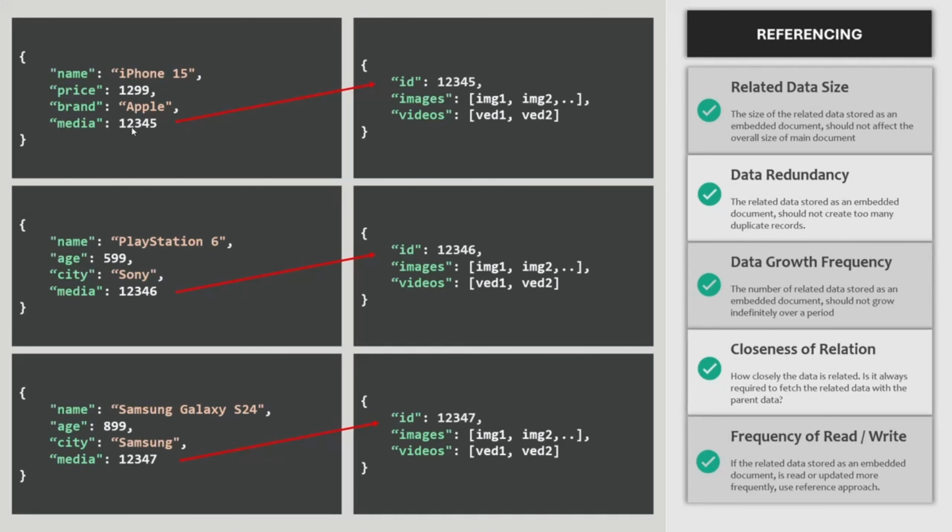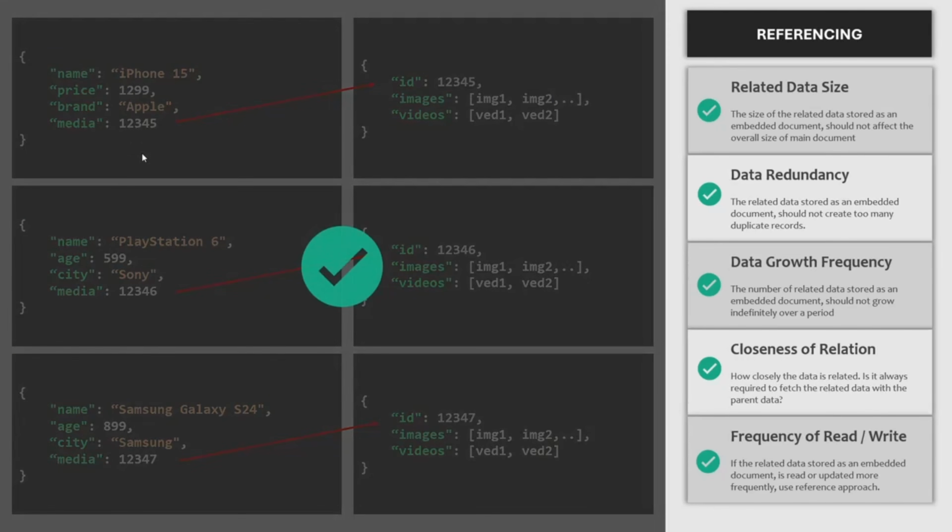And in this approach, since we are storing the media documents in a separate collection, it will never affect the overall size of the product document. The only disadvantage here is whenever we fetch the product details, and for that product we also want to fetch the images and product videos, we will have to query multiple collections. But that is okay in this scenario. At least it will not break our application. So here, the referencing approach is the best approach to go with.